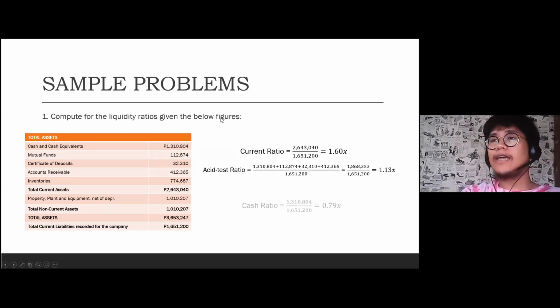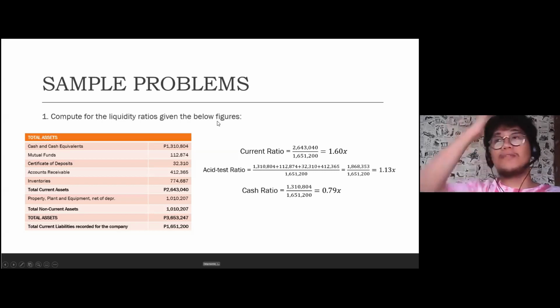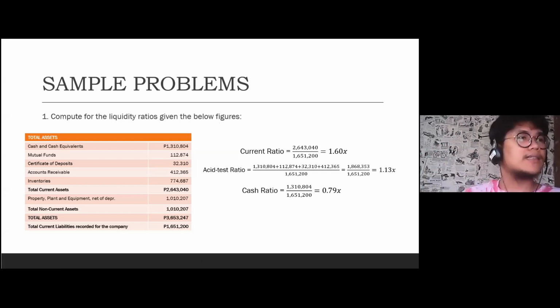Okay, so the cash ratio for this particular problem is 0.79x. Now, 0.79 times. So, same decision criteria with the previous ratios. Okay. So if your cash ratio is greater than 1, then the company does have enough cash and cash equivalents to cover up the company's current liabilities.